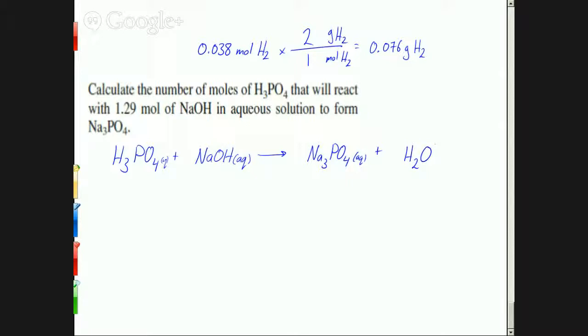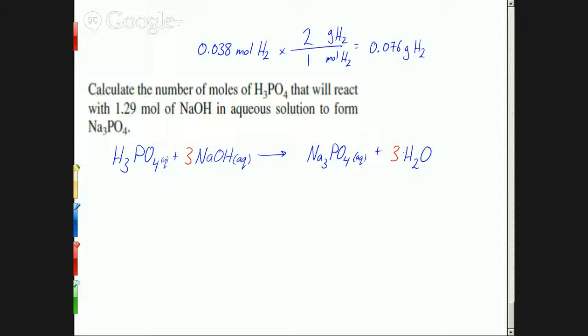Is that reaction balanced? No. No, I don't think so. Let's balance that. So we're going to need 3 of these, right? 3 of these. That does it. Okay, back to the question then. Calculate the number of... now we have a balanced equation.